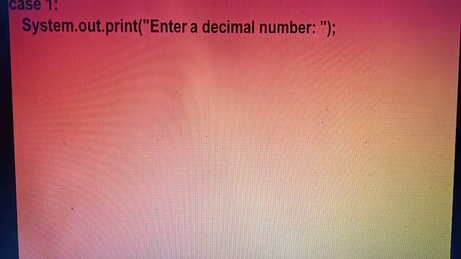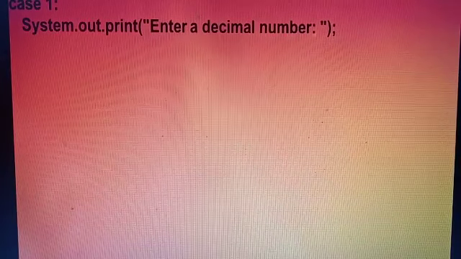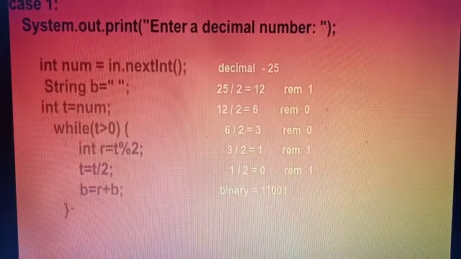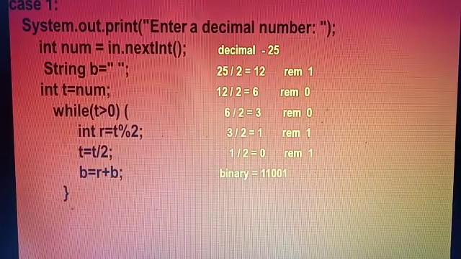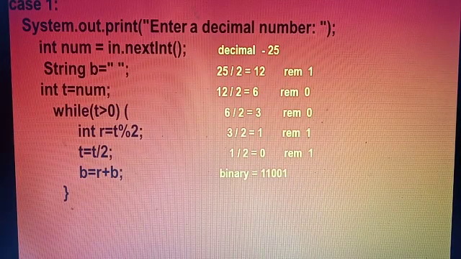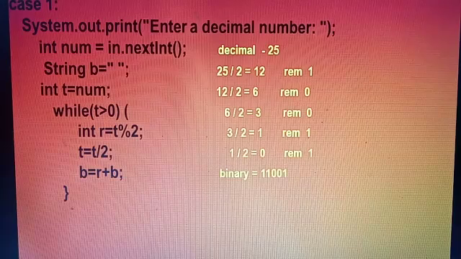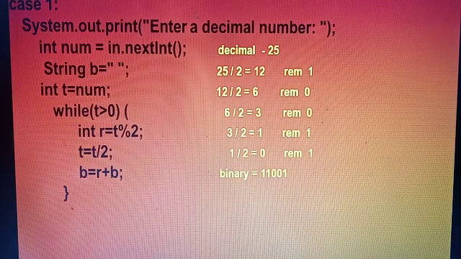Case number 1, and you have to enter a decimal number. So int num = in.nextInt(). Suppose you enter a decimal number 25. So how do we do this? 25 divided by 2 equals 12. 12 is your quotient and the remainder is 1.